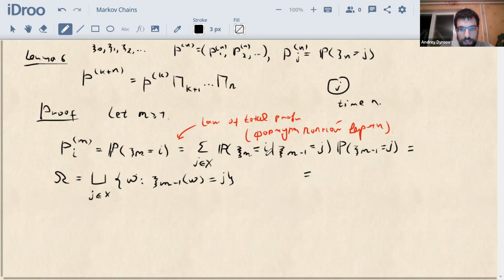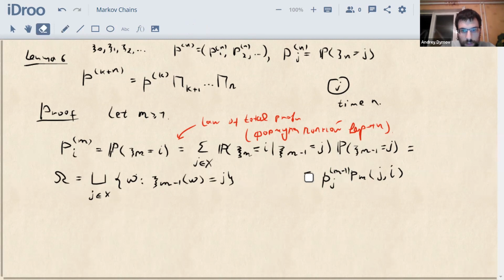What is this actually? This is just the transition probability at the moment of time m from the state j to the state i, right? And this is exactly the component number j of the distribution of my Markov chain at the moment of time m minus 1, right? And I forgot to write down the summation. So here I have the summation over all j from X.